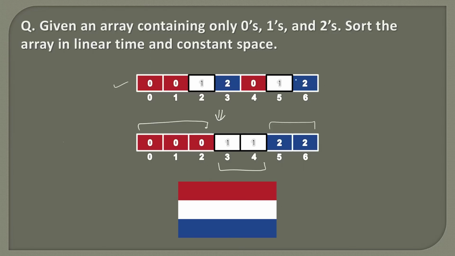Now our task is to sort the array in O of n time complexity and O of 1 space complexity. Because if we sort this array using the language specific sort method, then the time complexity will be n log n. But as we know that there are only three types of numbers, zeros, ones and twos, we can leverage this idea and achieve O of n time complexity.